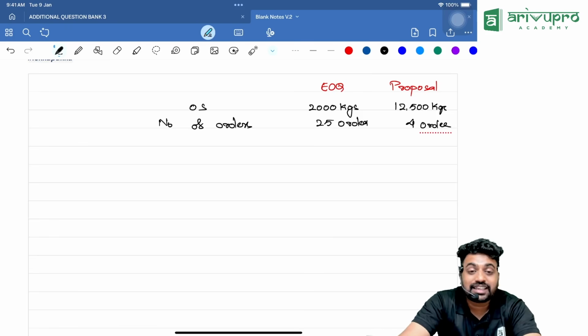Yes, sir. But in this question, you know what is the best part? There is no variable carrying cost. Fixed, it is 56 rupees. You get discount, you don't get discount.